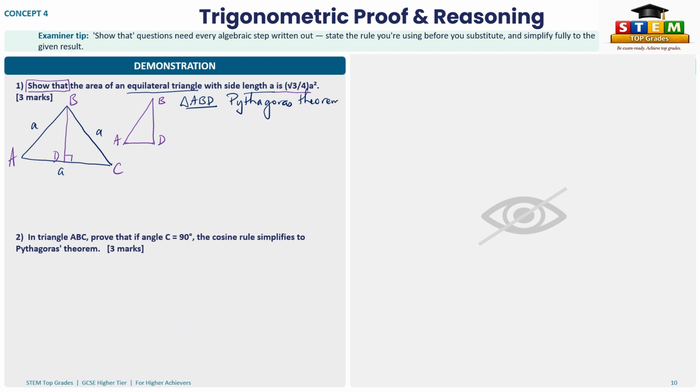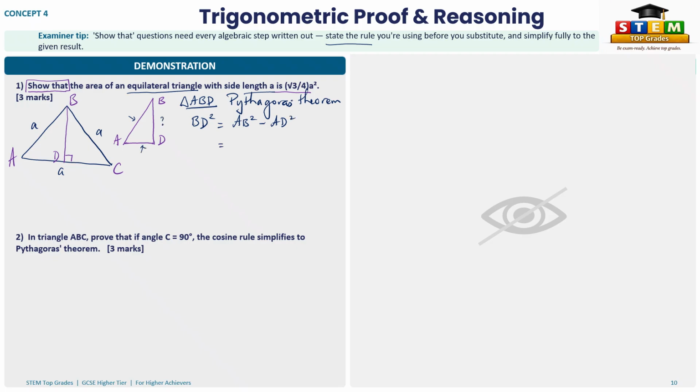Okay, why am I mentioning that? It is because when we do reasoning questions, we got to justify what we're doing. So Pythagoras theorem is going to be in use here. BD squared equals the hypotenuse, which is the longest side, AB squared, take away AD squared. So if you take that away, you'll get BD.